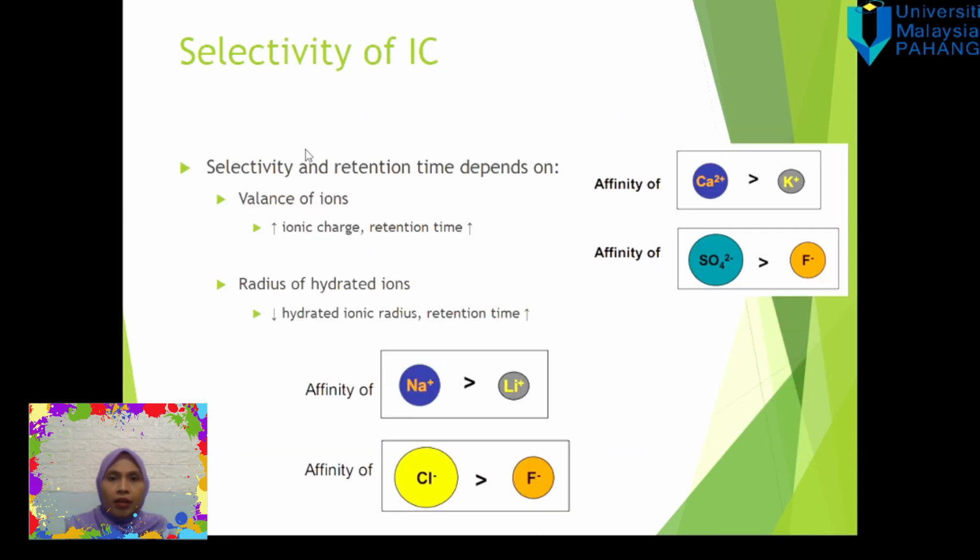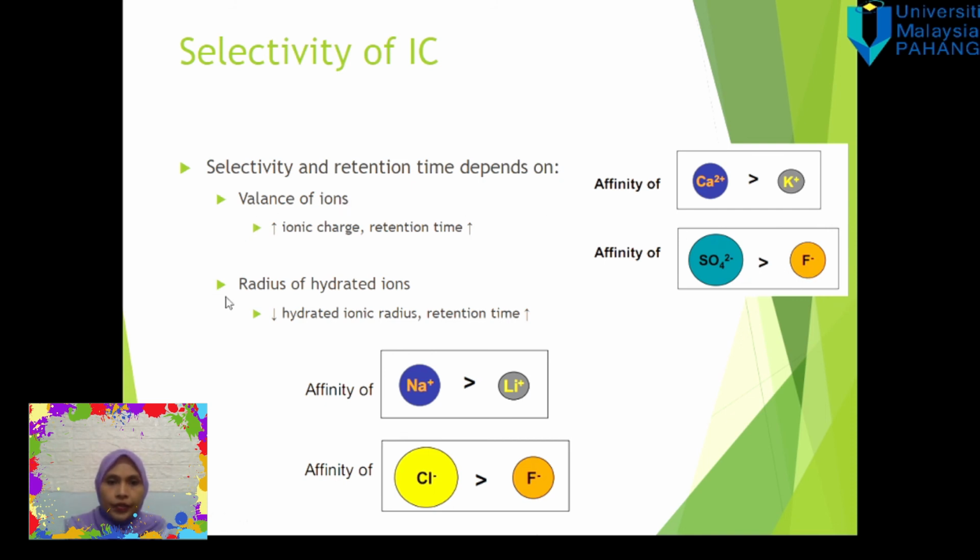And the selectivity of ion, how the elution order will be predicted, is based on these factors. The first factor is the valence of the ion. The more ionic charge, the more retention time. For example, if I want to separate cations, we have calcium, sodium, potassium. The one with the higher positive charge will be retained longer, meaning it has a longer retention time compared to potassium. The same goes for anions. Sulfate with 2 negative charges is retained longer than fluoride. This is the first factor.